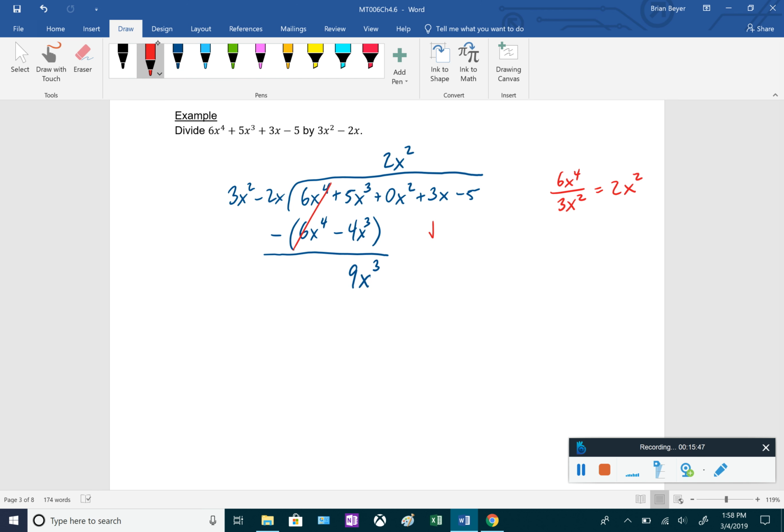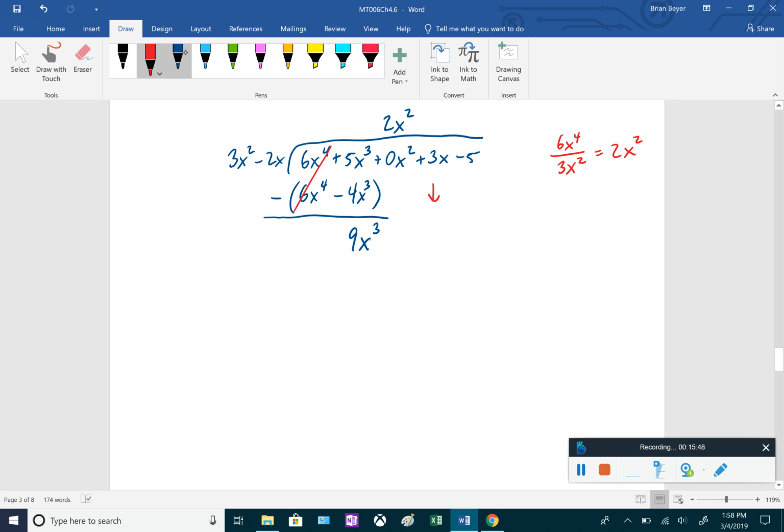Then we're going to bring down everything else. So plus 0x squared plus 3x minus 5. Divide those leading terms, 9x cubed divided by 3x squared. We get 3x. So that's our next term in the quotient. So 3x times the divisor, we get 9x cubed minus 6x squared. We're subtracting it.